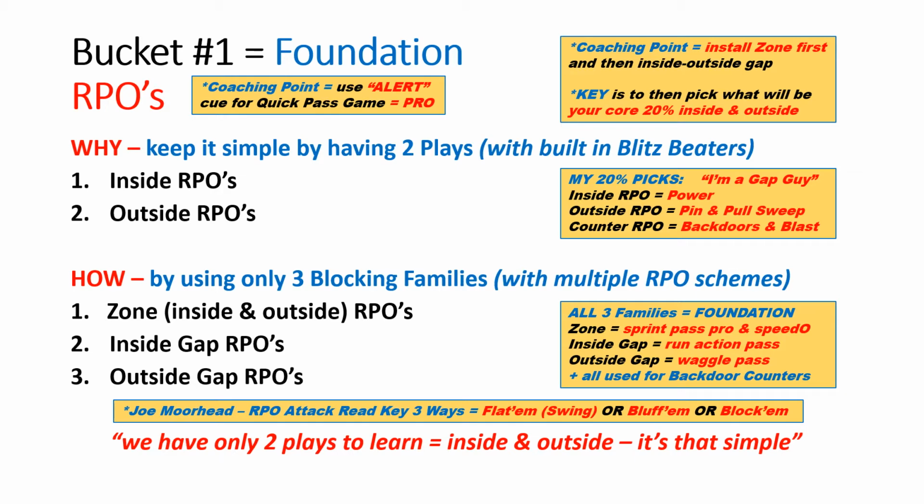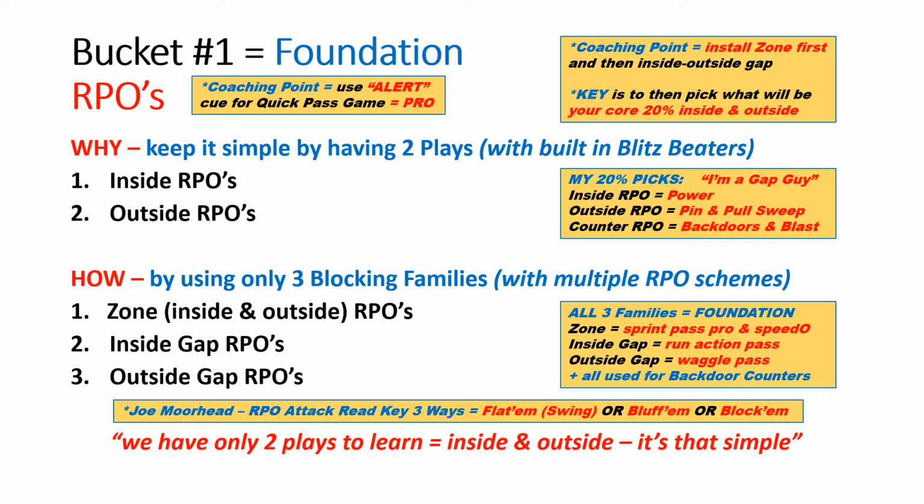So why are we doing RPOs this way? We're going to keep it simple then by having just two plays that have built-in Blitz Speeders. You can see my picks. I'm kind of a gap guy through the years.